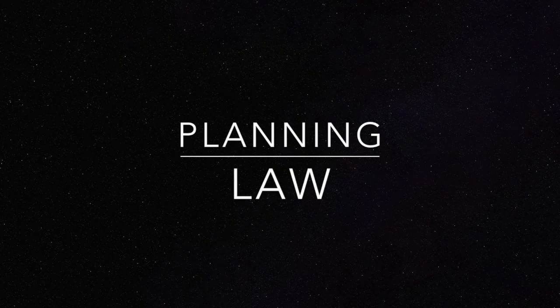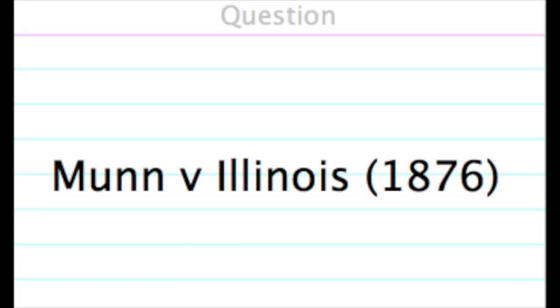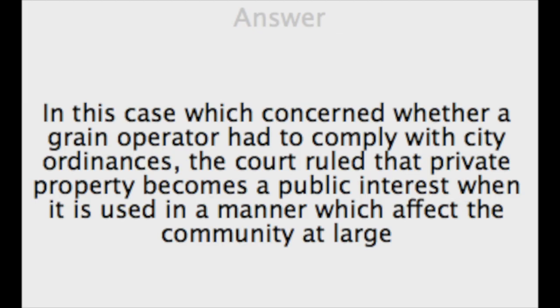Finally, we have planning law. The first case is from 1876, Munn versus Illinois. In 1876, we really didn't have any big events or acts or anything yet, just the Land Ordinance from 1785 and the Homestead Act from 1862, which gave those settlers 160 acres for $18.